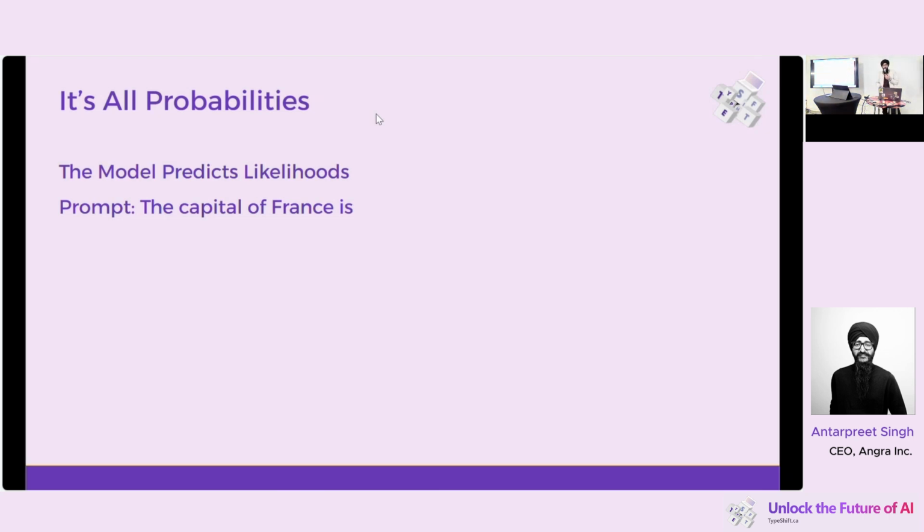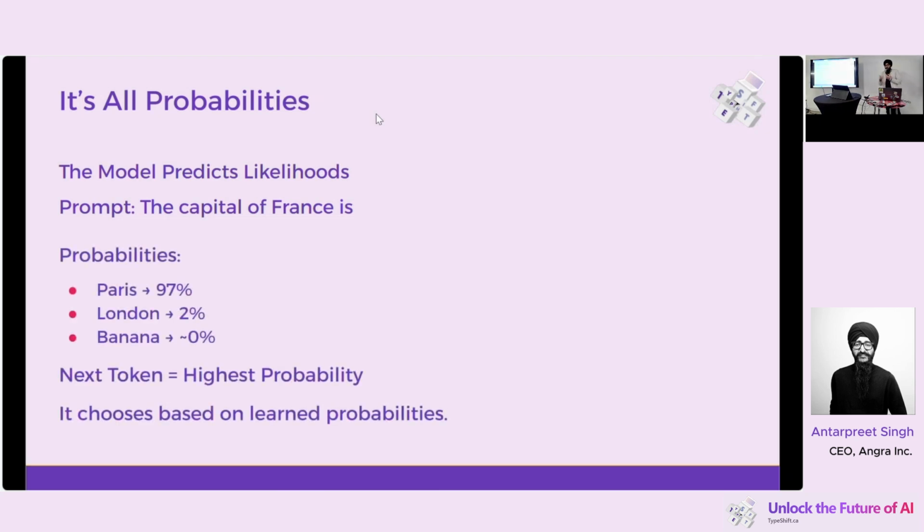For example, if we put in a prompt, the capital of France is, and leave it blank, based on all the data the model has been trained upon, it can predict based on the numbers that the most likely answer should be Paris. Paris might have a 97% probability of being the right answer. There might be London as well because it's also a capital, but it's not related to this country.